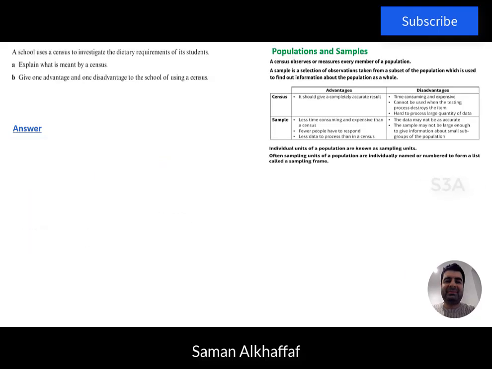In this example, a school uses a census to investigate the dietary requirements of its students. First, we need to explain what is meant by a census, and then we'll look at part B. So for part A, a census observes or measures every member of a population. On the right hand side, we have more details in terms of what a census means and how it compares to a sample. And in part B for this question, we need to give one advantage and one disadvantage to the school of using a census.